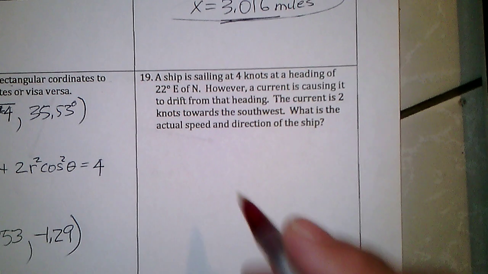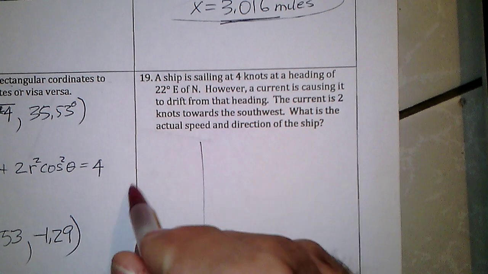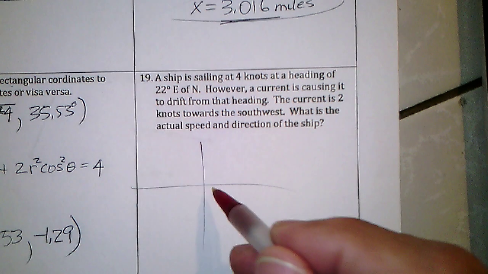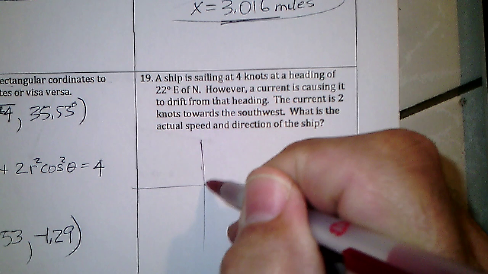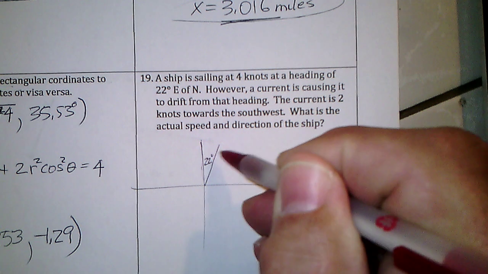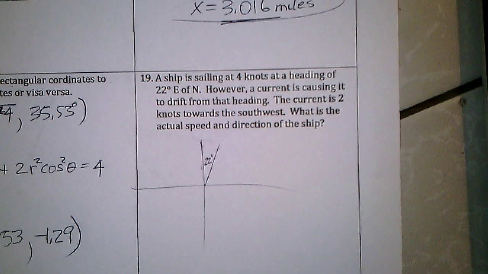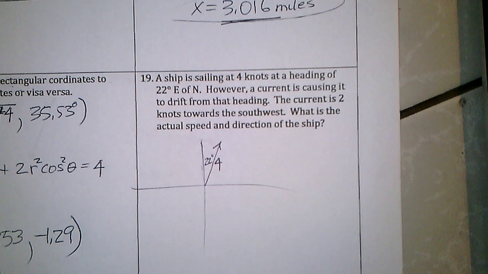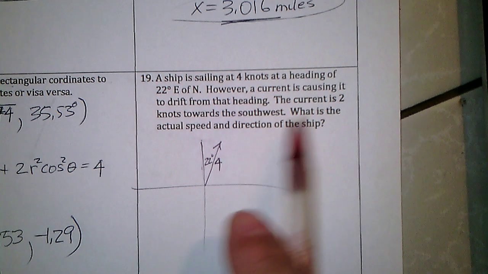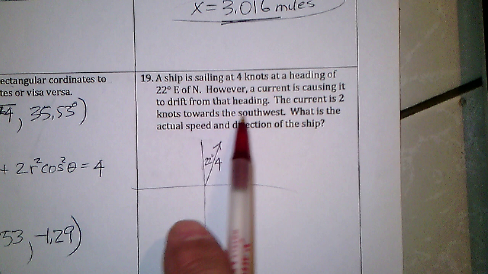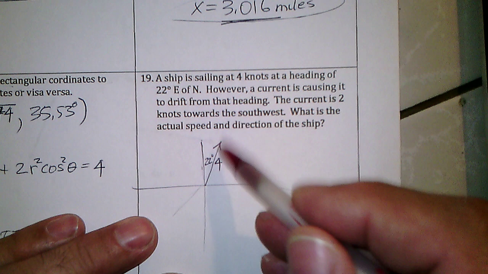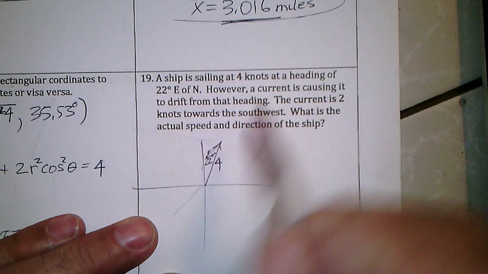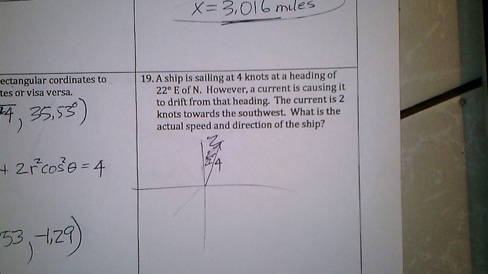Now I have a ship sailing at 22 degrees east of north. There's north, east is on this side, so it's 22 degrees on the east side of north, going at 4 knots. It's causing a drift. The current is 2 knots towards the southwest. So there's a current this way of 2. So that's going to really hinder that boat a lot.